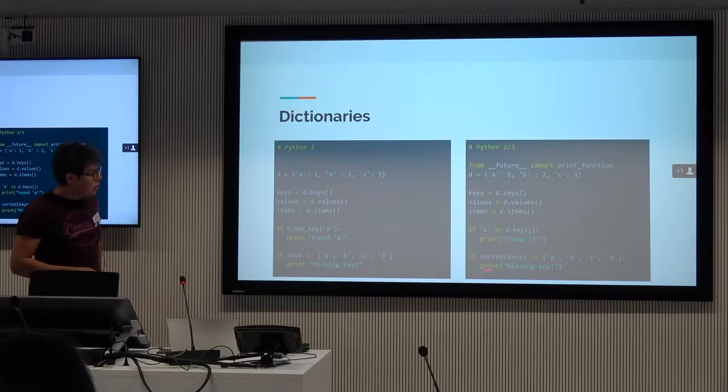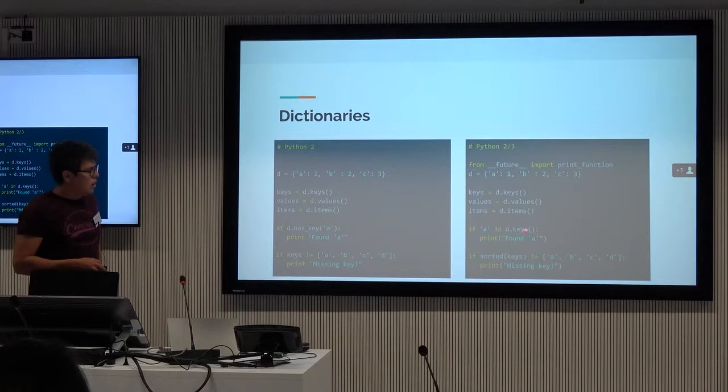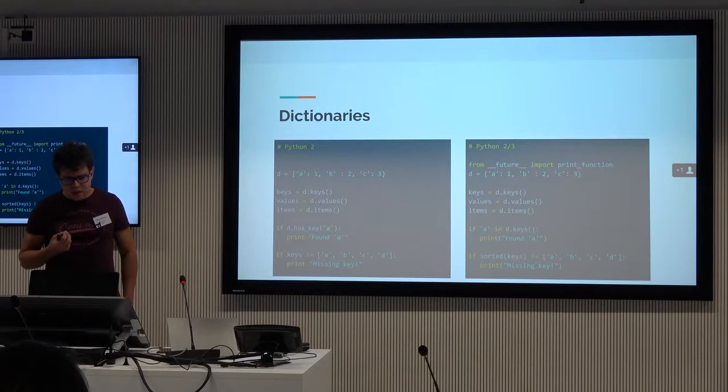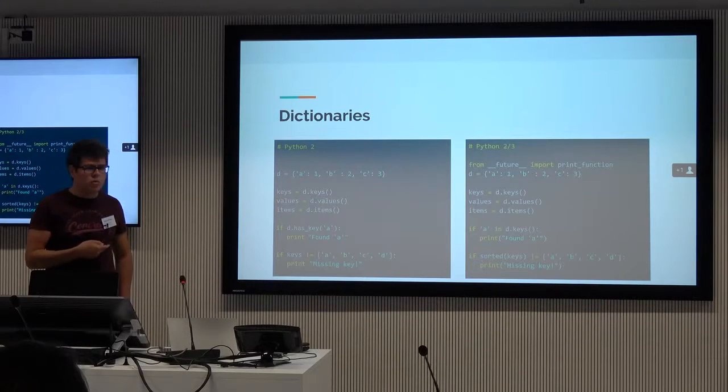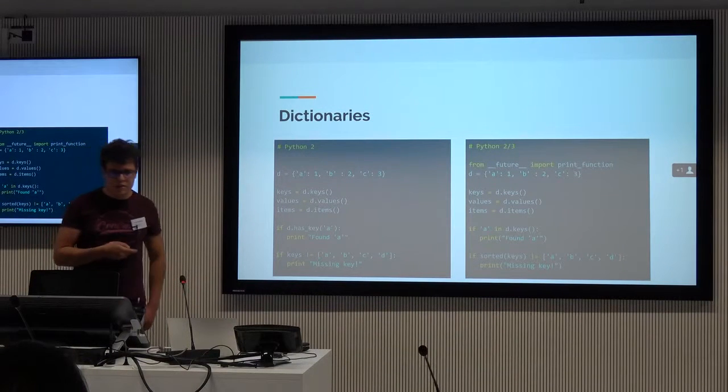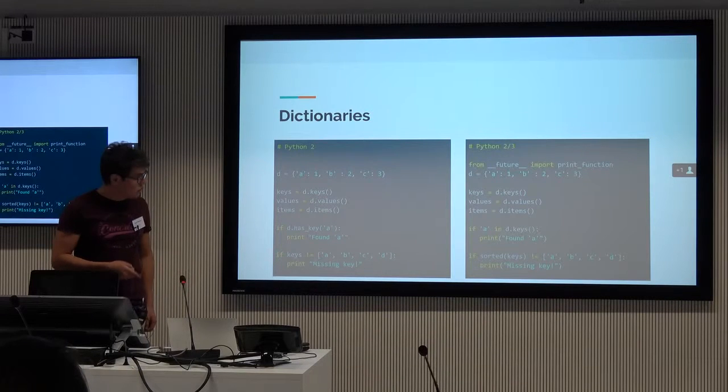In Python 3, however, whenever you call these functions, these are views. You can use the in operator on keys, so that's okay. And you need to call sorted on keys in order to make them a list, or you could even call list on the sorted keys in order to be able to compare them to that list on the right hand side.